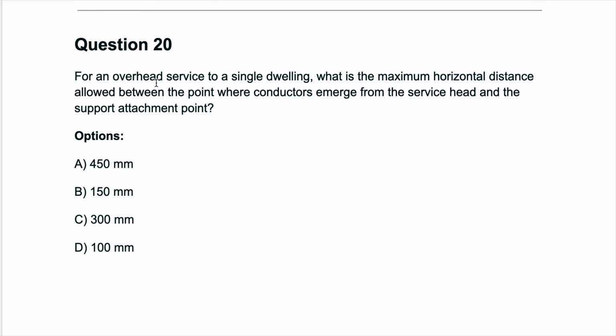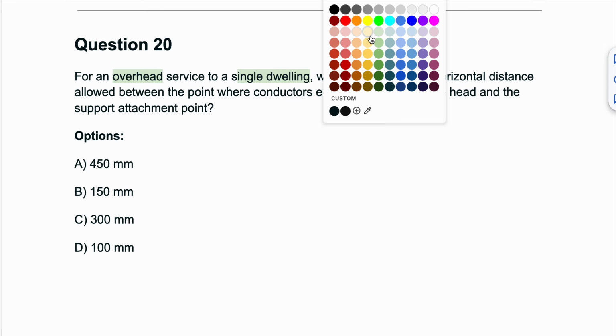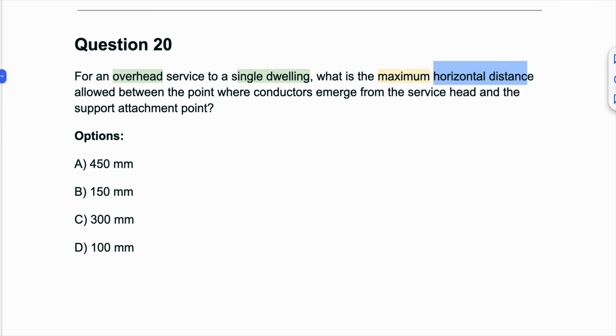Question 20. For an overhead service to a single dwelling unit, what is the maximum horizontal distance allowed to the point where conductors emerge from the service head? The conductors from the utility come to our house. Support attachment, this is the key point. Here, support attachment. So maximum horizontal. These are the keys.